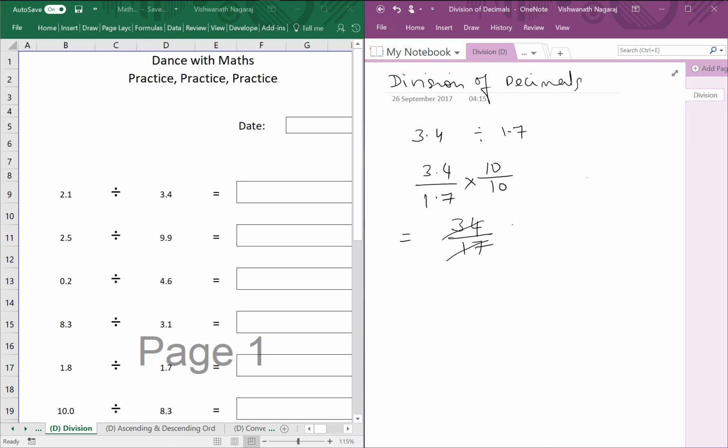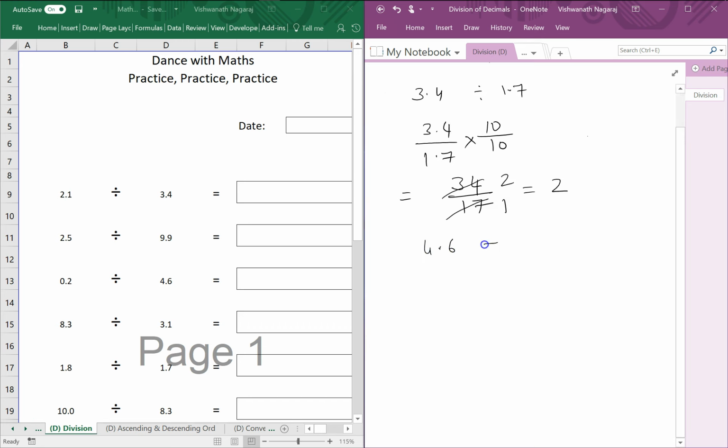Do the simplification. So it becomes 17 1s are 17, 17 2s are 34. So the answer is 2. Next, 4.6 divided by 0.2. Again multiply by 10 by 10, which gives you 46 by 2, which is 2 2s are 4, 2 3s are 6.